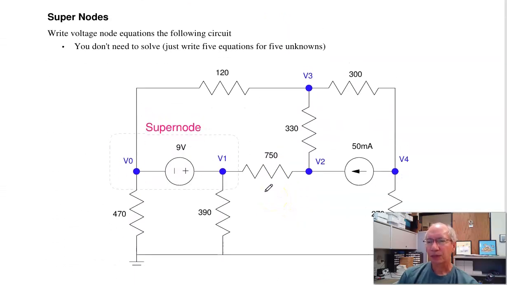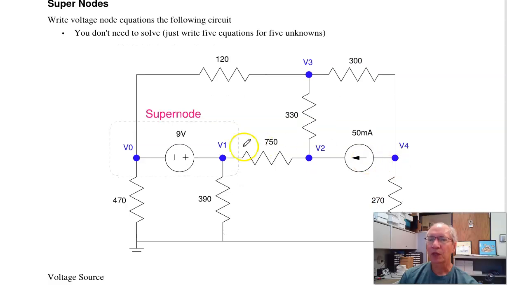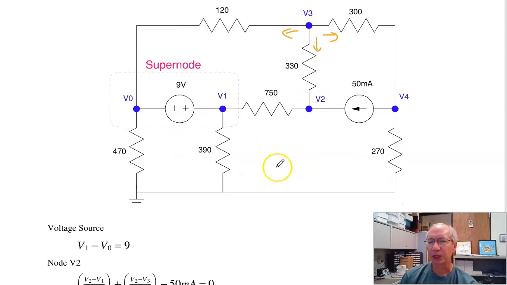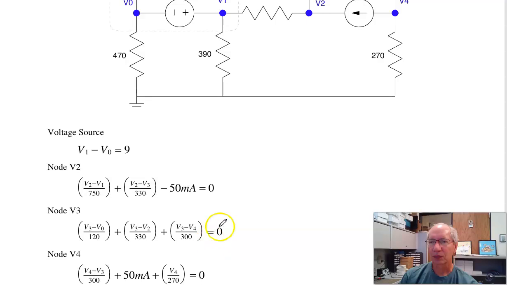Supernodes. In this case, I've got 1, 2, 3, 4, 5 nodes. I need 5 equations, 5 unknowns. One of them is easy. V1 minus V0 is 9. I can then write the node equation at V3. Current left, current down, current right equals 0. V3 minus V0 over 120 plus V3 minus V4 over 300 plus V3 minus V2 over 330 equals 0.